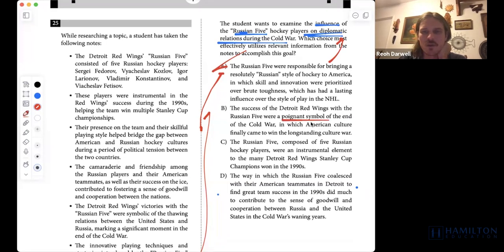B, it talks about the Cold War and being a poignant symbol, but does it talk about diplomacy? No, right? This is something of a recycled language distractor, both of these, especially this one using Cold War like we want in the question. And then C, even though it connects to something in our text, right? Does it talk about diplomacy?